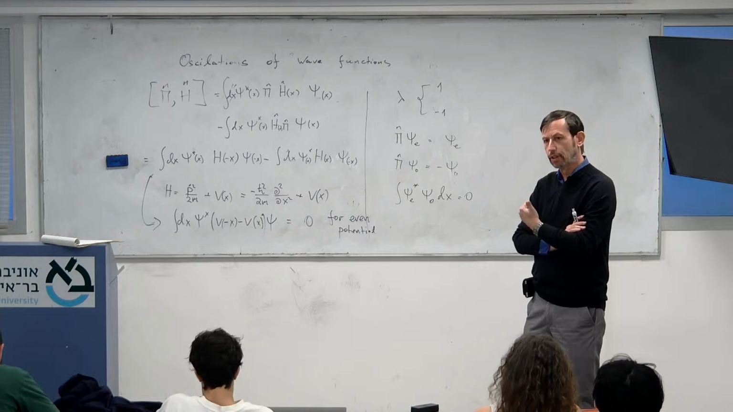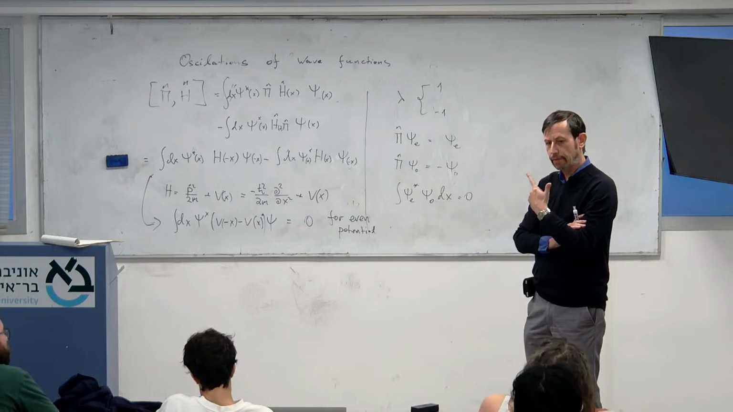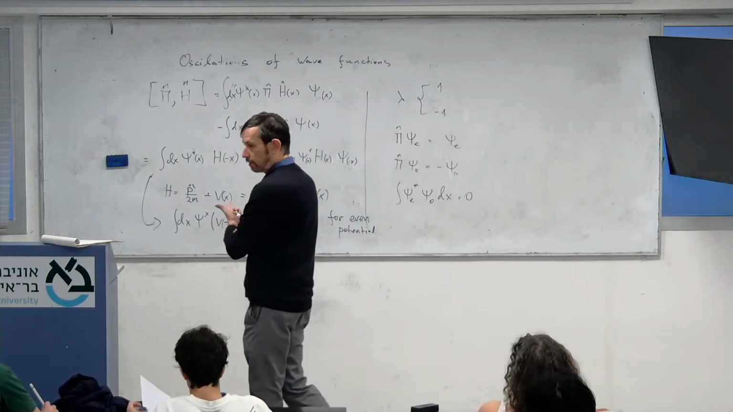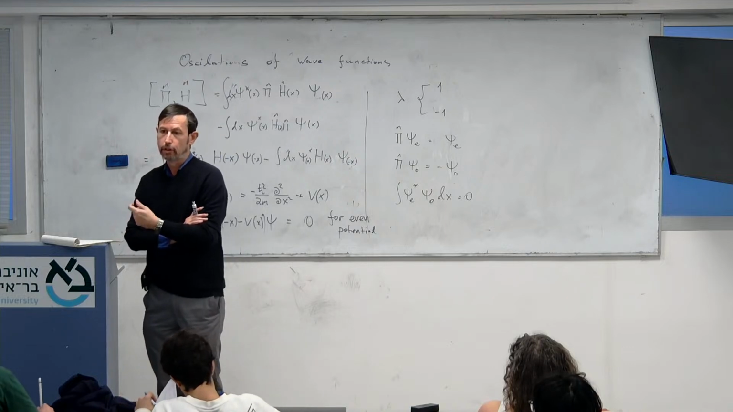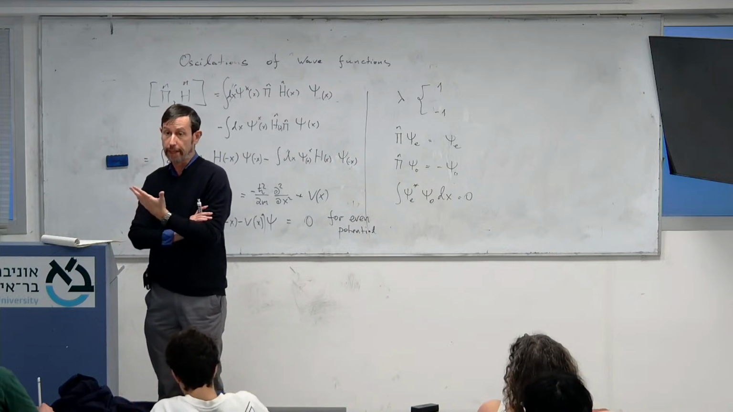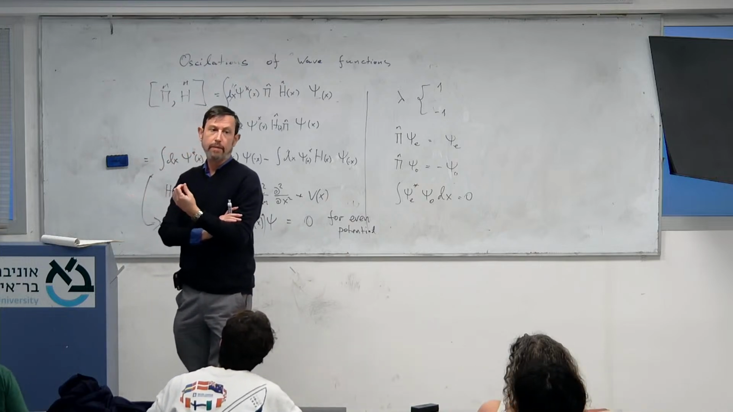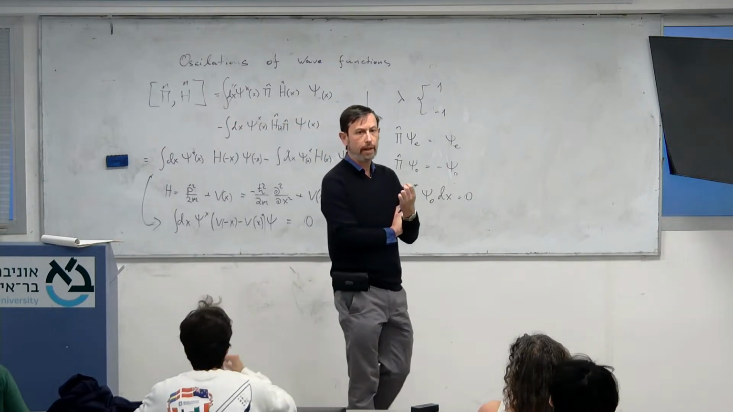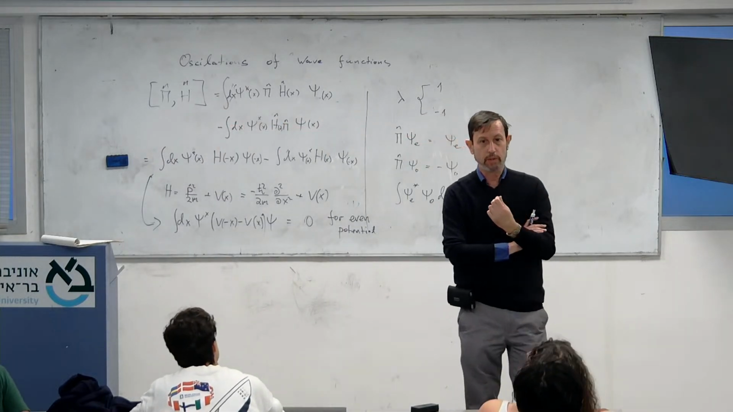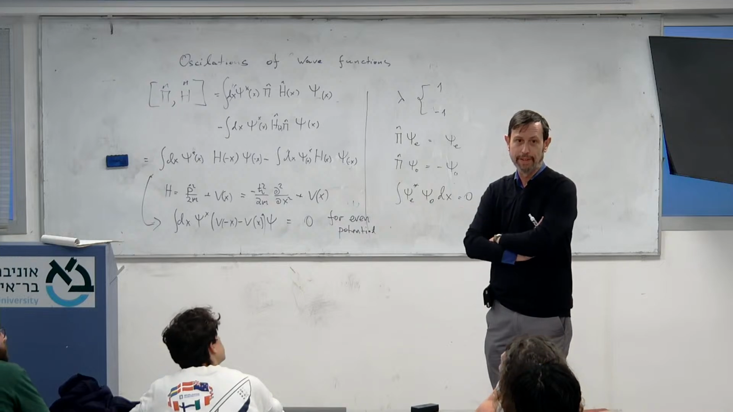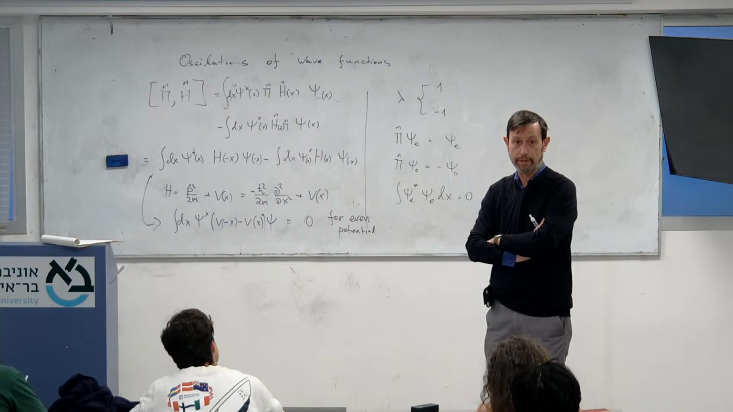So the eigenvectors of H and the eigenvectors of the parity, in this case, share the same basis. So the conclusion: any eigenfunction of the Hamiltonian in this case has a defined parity, because it's also a basis of the parity operator.